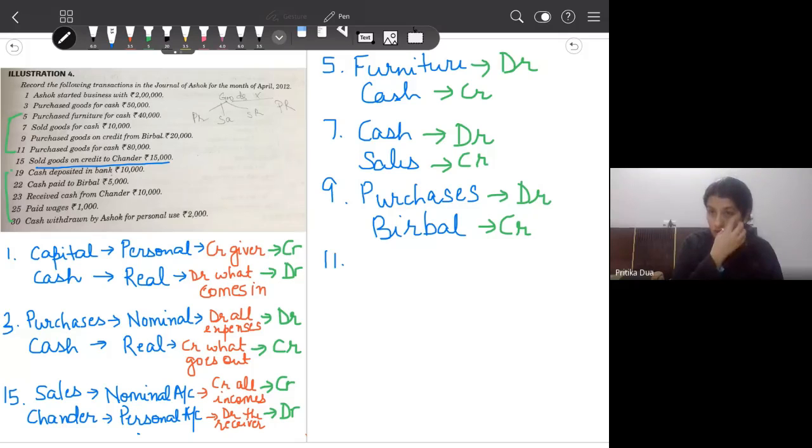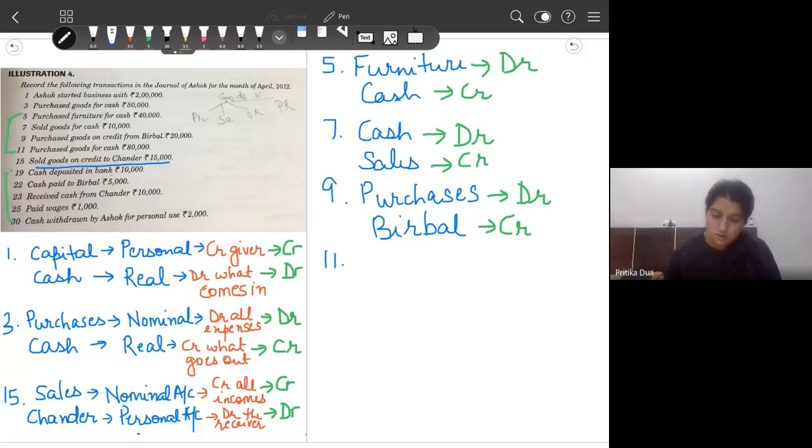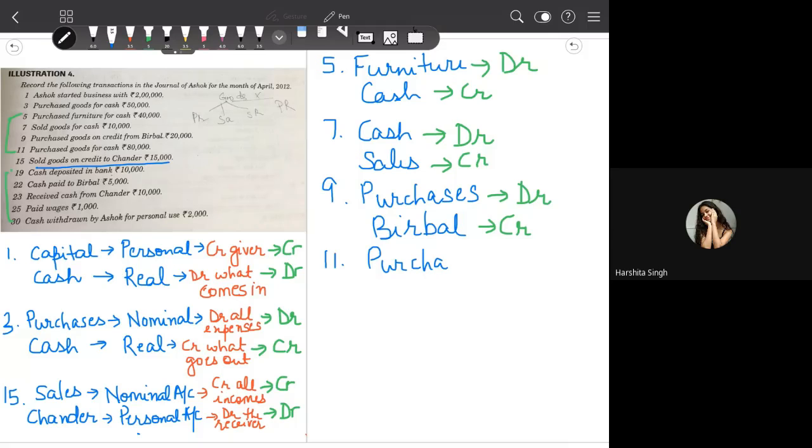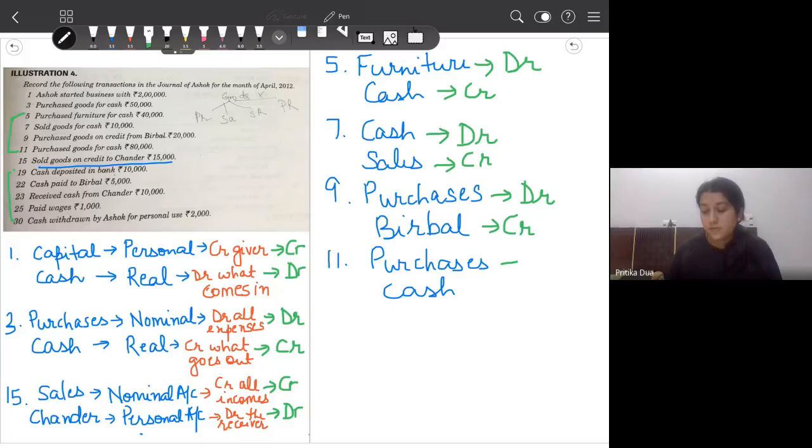Okay, next, Harshita. Entry for 11th, Harshita. Yes, ma'am. Purchases account will be debited and cash account will be credited. Okay, so purchases again, but this time the nominal account. Purchases is a nominal account, as all of you know, and these purchases are in cash. So purchases will be debited. Cash is a real account going out of the business, so it will be credited.